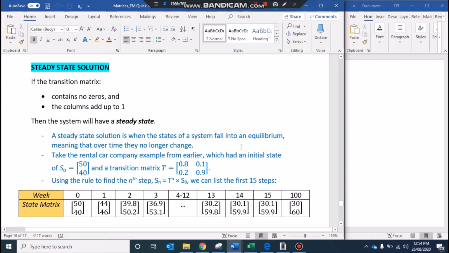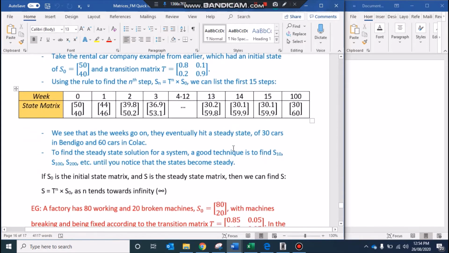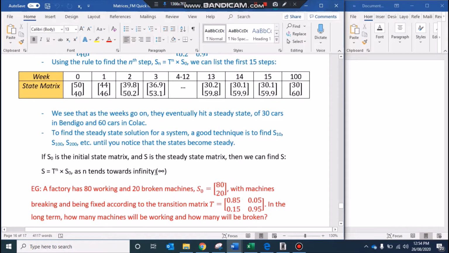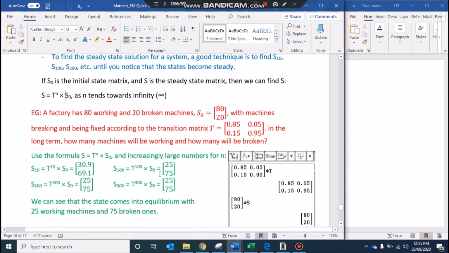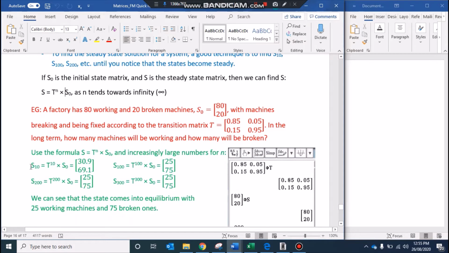All right, we've got steady state solutions. Essentially, what we want to be doing is getting our initial state matrix S naught and multiplying it by T to the power of n, and the steady state will be as n tends towards infinity. What I tend to do is work out S10, so T to the power of 10, and see what that does. Then try 100, then 200, 300, until you start getting a steady state.